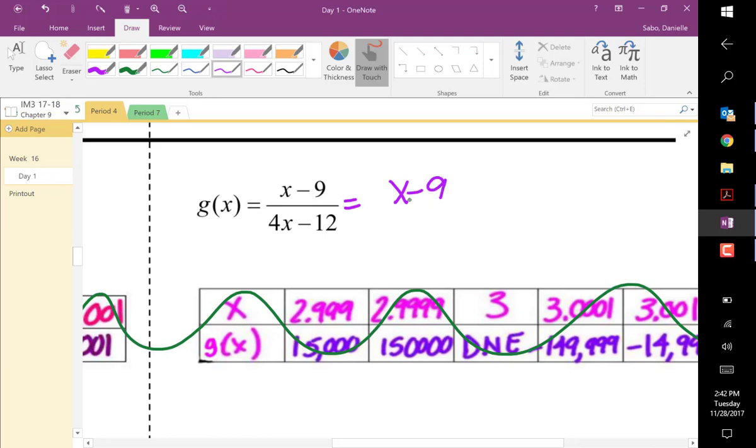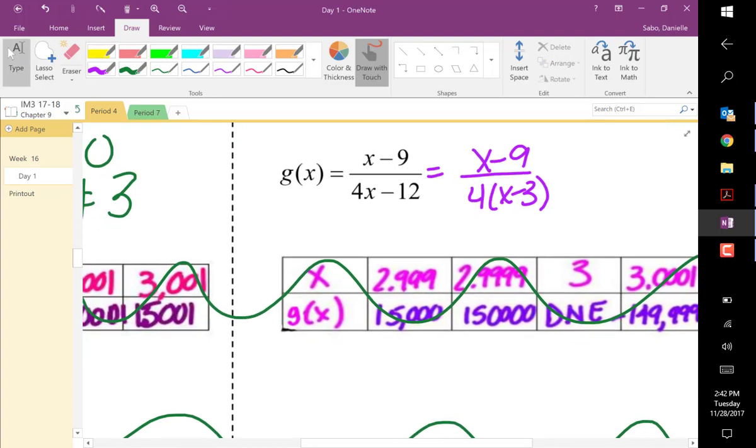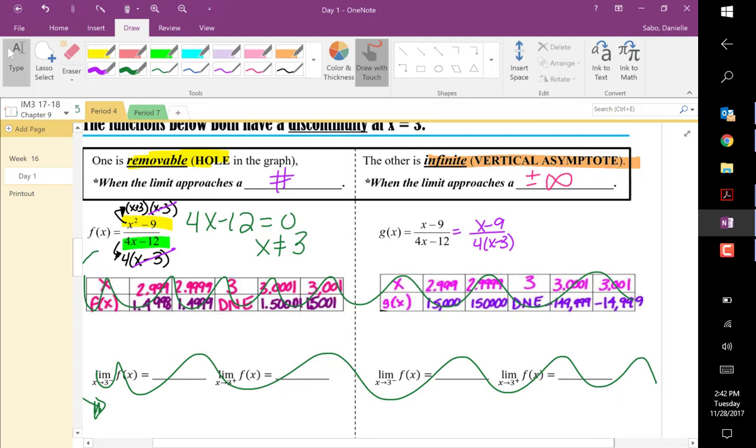This factors still into that 4 that comes on the outside. Sorry, x minus 3. Again, I'm just going through that really fast because we just did it. We just factored that. It's the same thing. Do you notice that nothing cancels? x minus 9 is not the same as x minus 3.